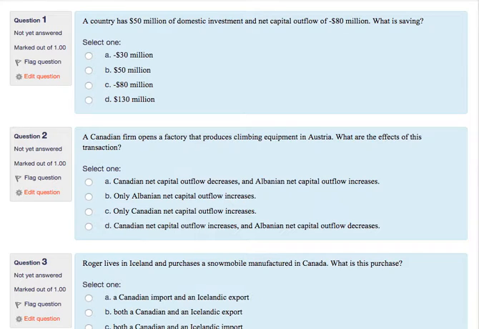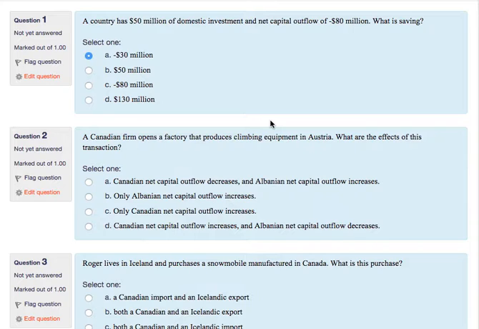A country has 50 million of domestic investment and net capital outflow of negative 80 million. What is saving? Well, in a closed economy, savings equal investment, and in an open economy, savings is equal to investment plus net capital outflow. So we'd have 50 plus minus 80, which is the same as 50 minus 80, which would be minus 30 million.